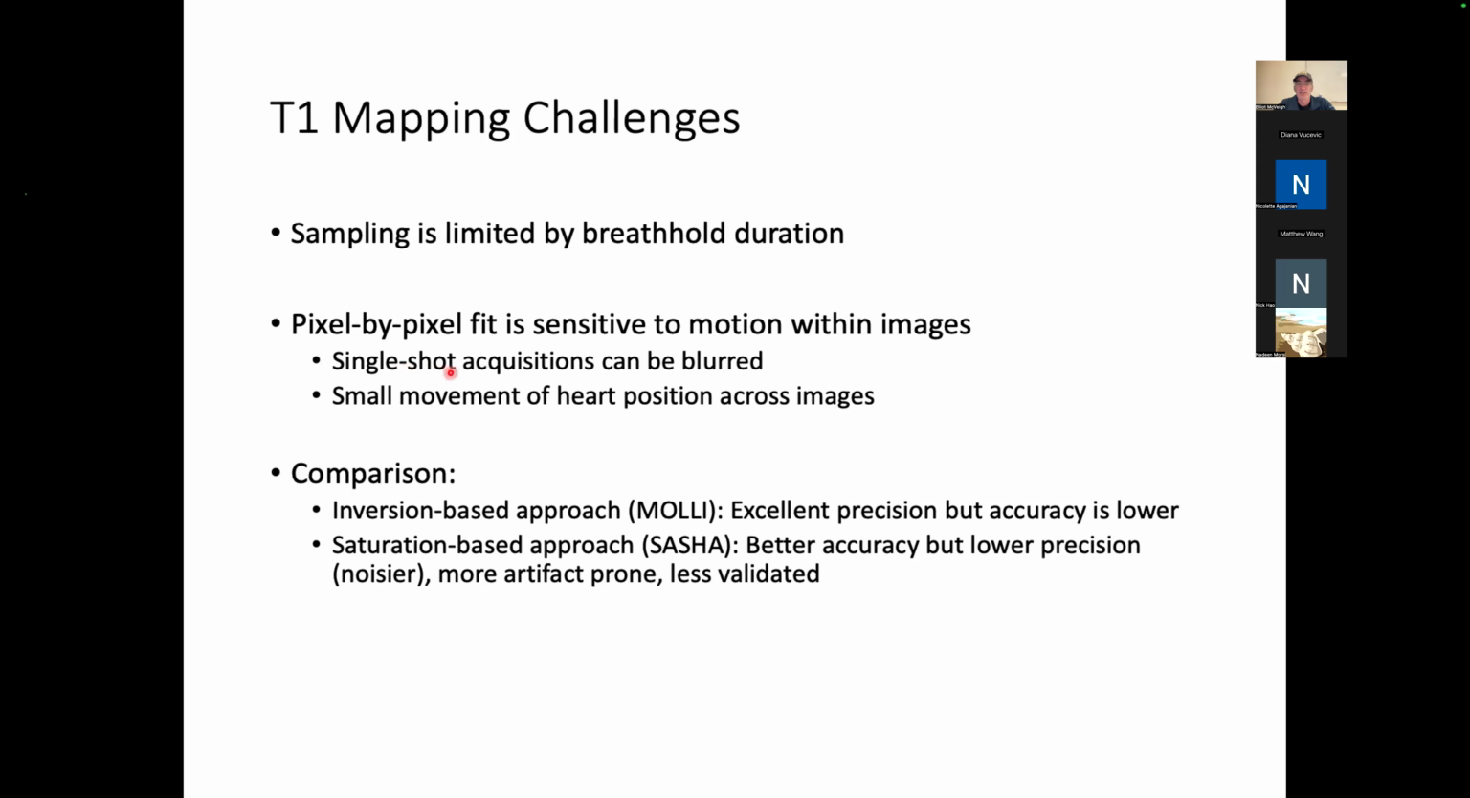Because it's single shot, that means we're doing a lot of K-space in a short period of time, which means something has to give, right? We can't get out to the high resolution regions of K-space. And so the images look a little bit blurry.